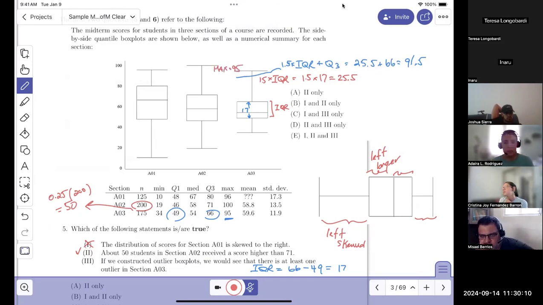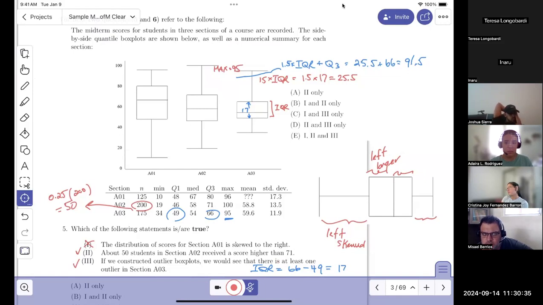there are outliers. So what was the statement again? If we constructed an outlier box plot, we would see that there is at least one outlier. What do you think? That sounds true now. So 2 and 3 are true. It's not that the outlier will be 95, but 95 will be one, and there could be more because we don't see the data. We don't know, but there could be more out there.